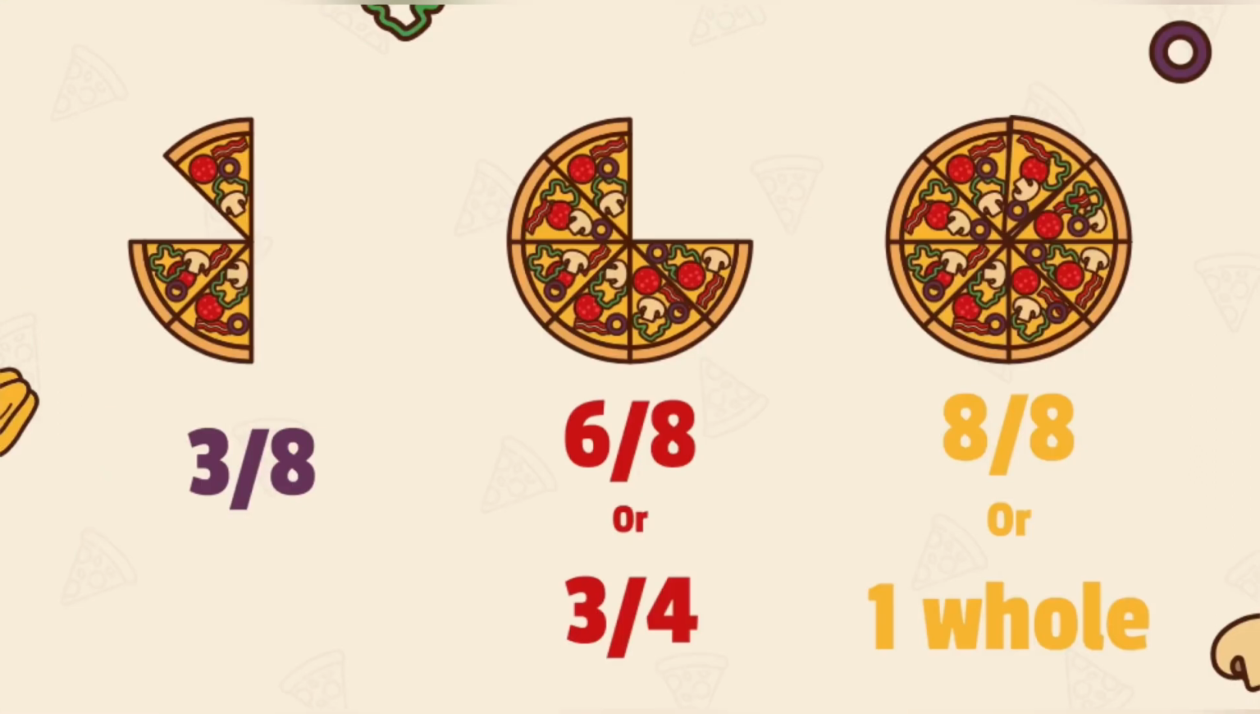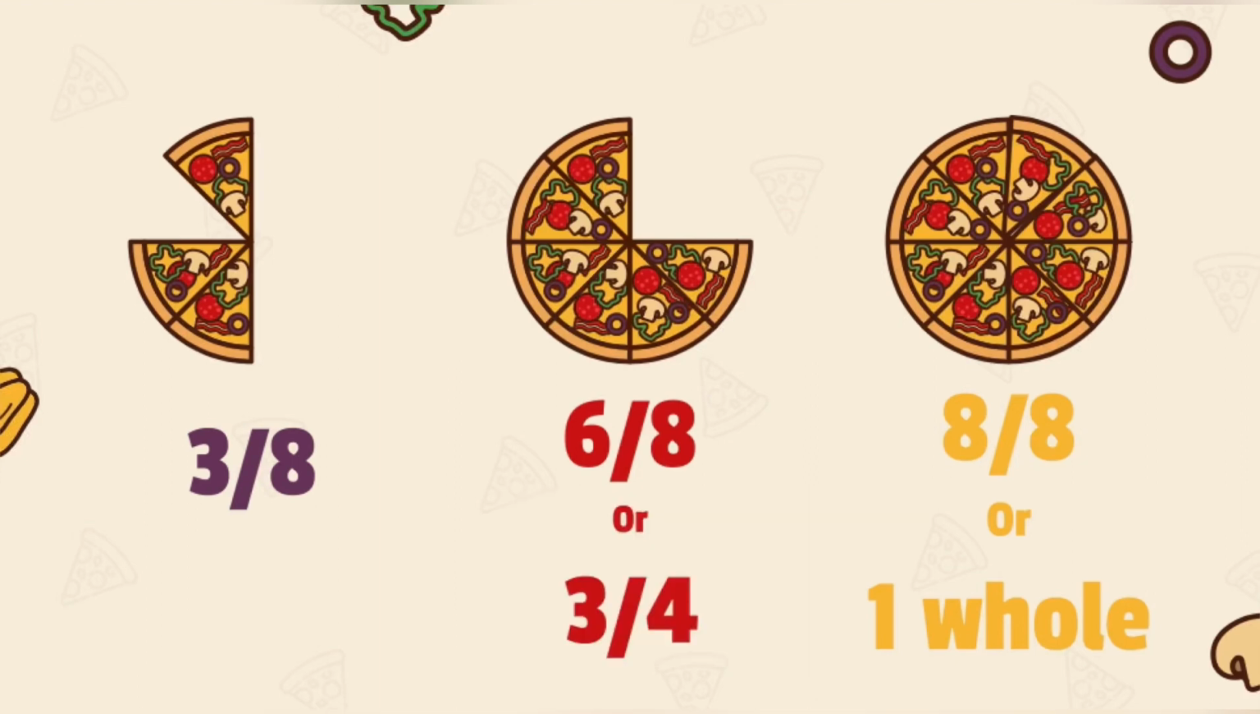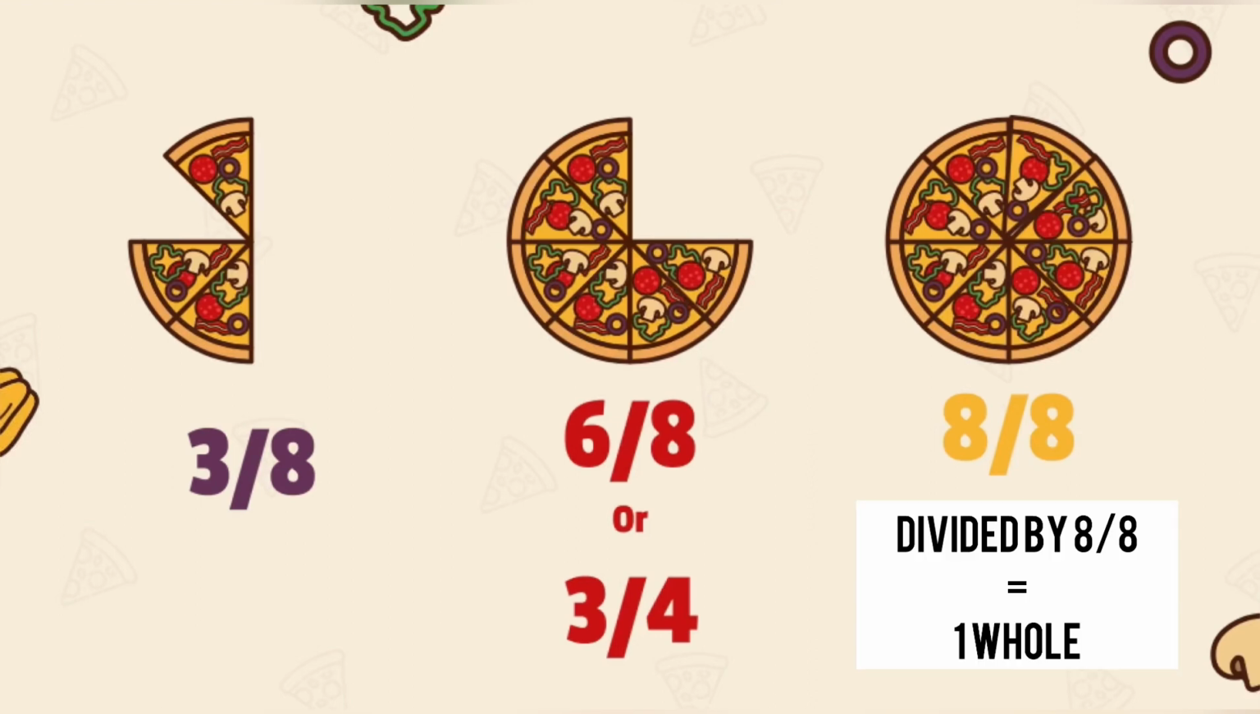Here are some examples of equivalent fractions using pizzas. The first two examples, 6/8 and 3/4, are both equivalent. In order to get from 6/8 to 3/4, you have to divide by 2 halves. 8/8 and 1/2 are both equivalent too. In order to get from 8/8 to 1/2, you have to divide by 8/8.